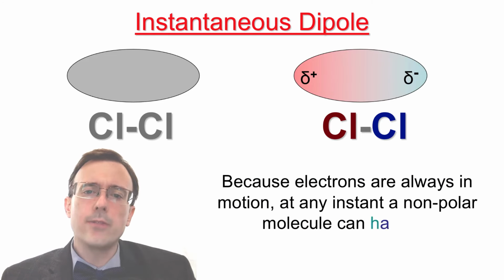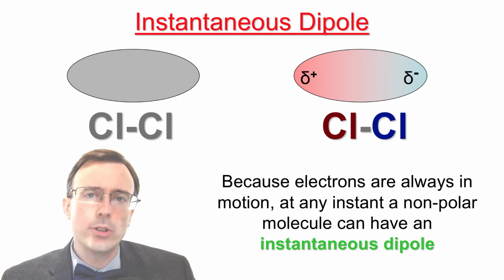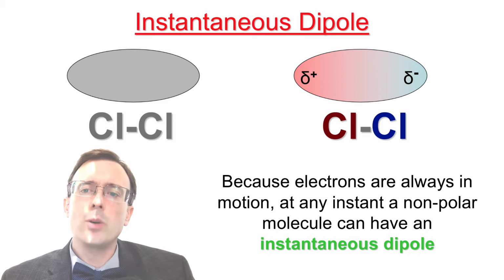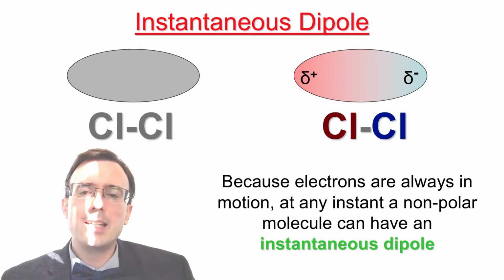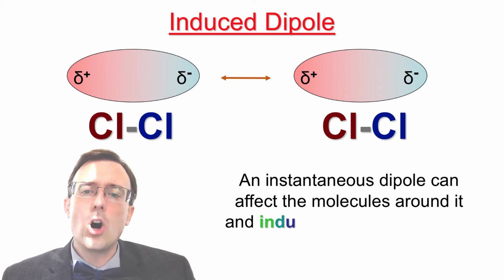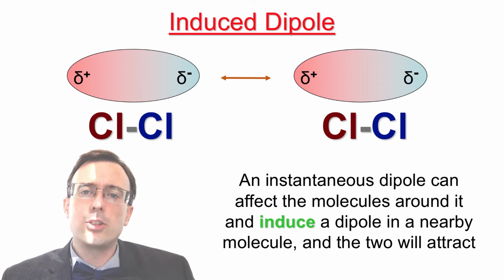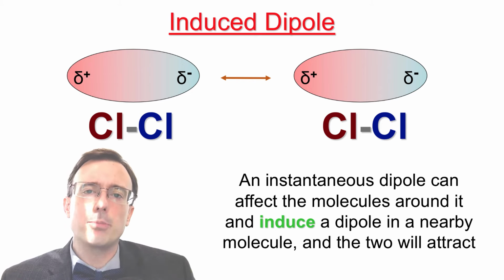Well, how does that work? First of all, one of our nonpolar molecules can get what's known as an instantaneous dipole. And this happens because electrons are always in motion. And so if electrons are always in motion, at any one instant, a nonpolar molecule can have a temporary dipole, which we call an instantaneous dipole. It's short-lived, it's not very strong, but any kind of molecule can experience this instantaneous dipole. This instantaneous dipole is going to be able to affect all of the molecules around it. And what it can do is it can induce or cause a dipole to form in a nearby molecule.